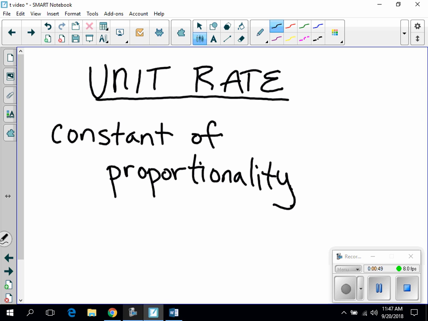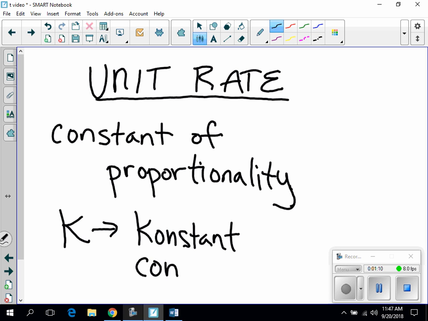In addition, we'll use the letter K to represent unit rate. And some people say that we use the letter K because K is the first letter of the word constant in the German language. So in German, they would spell it with a K. In the US, we spell constant with a C. But this is supposed to be the reasoning for why we use the letter K to represent unit rate.